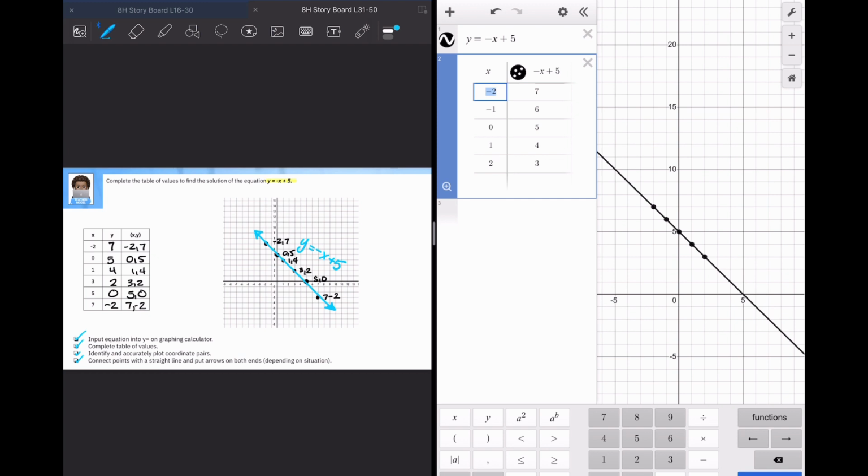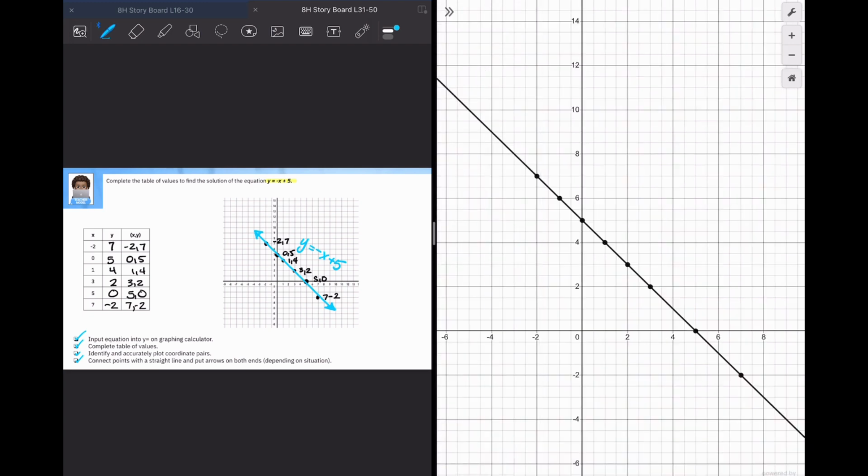But the points that are not there is when x is 3, 5, and 7. So you would literally go to the next box. You type in 3, you get 2. You type in 5, you get 0, yes. And you type in 7, and you get negative 2. So all those points are there. And I'm going to just hit the arrows, those two little arrows heading to the left. And you can see all your points are here.